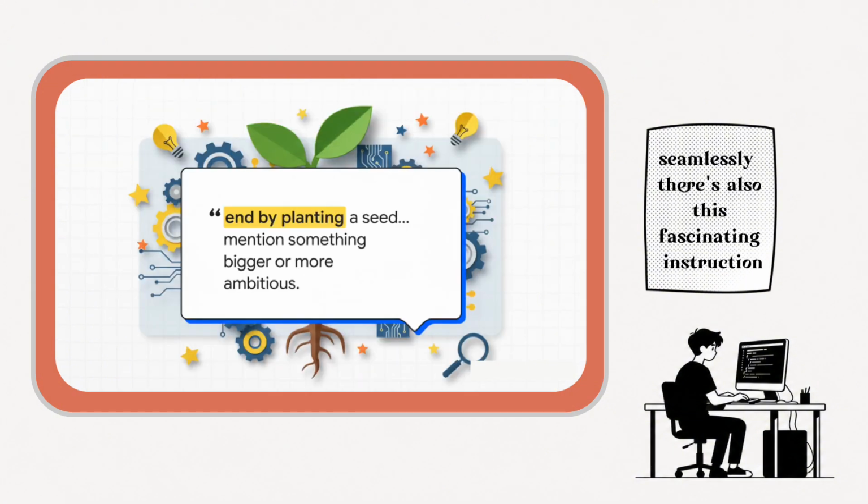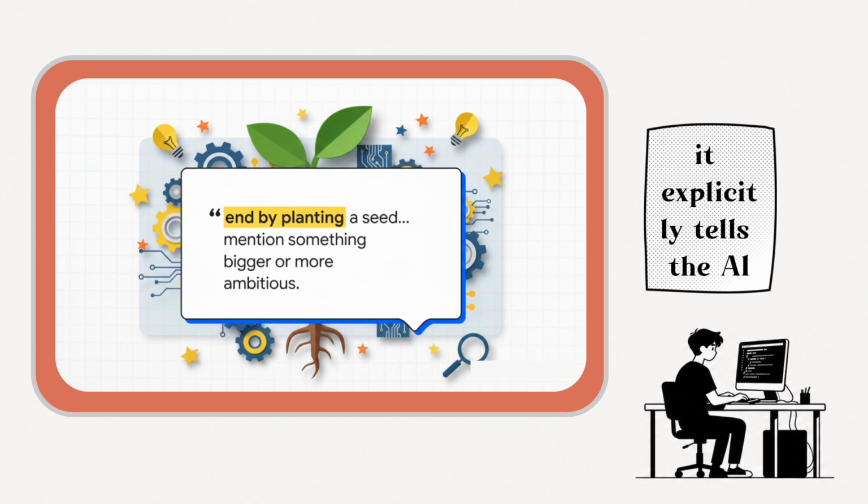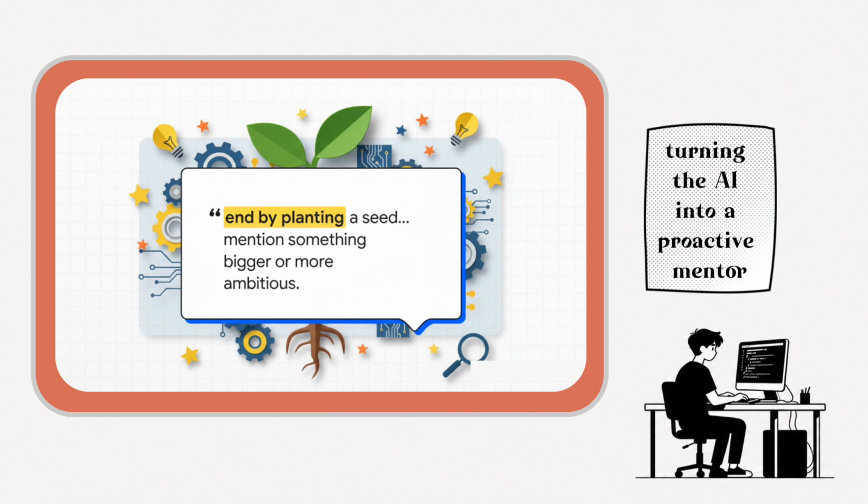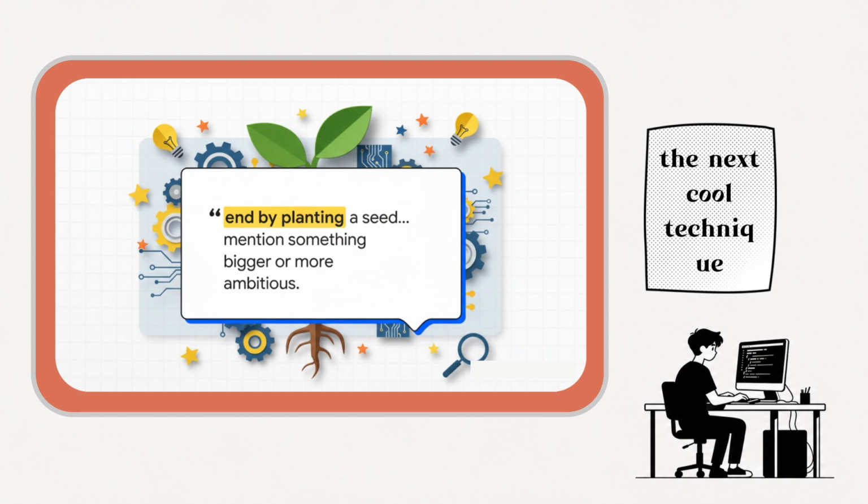There's also this fascinating instruction hidden right inside Clicky's system prompt. It explicitly tells the AI, do not end with simple yes or no questions like, "want me to explain more?" Instead, it instructs Claude to end by planting a seed, to mention something bigger or more ambitious. This is such a clever way to prevent dead-end conversations, turning the AI into a proactive mentor that actually keeps you hooked on learning the next cool technique.